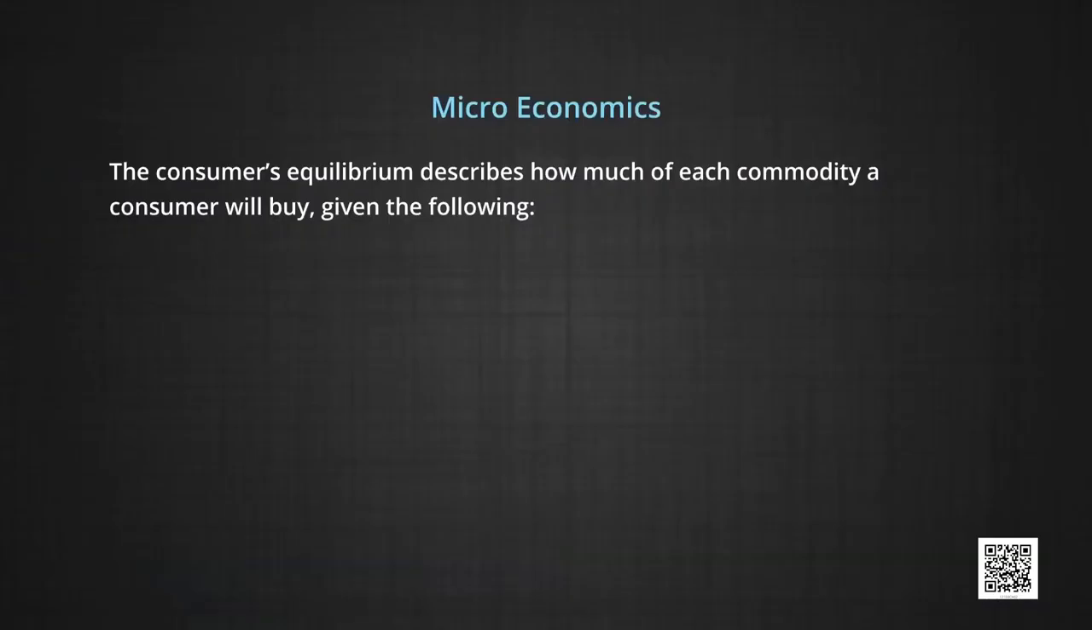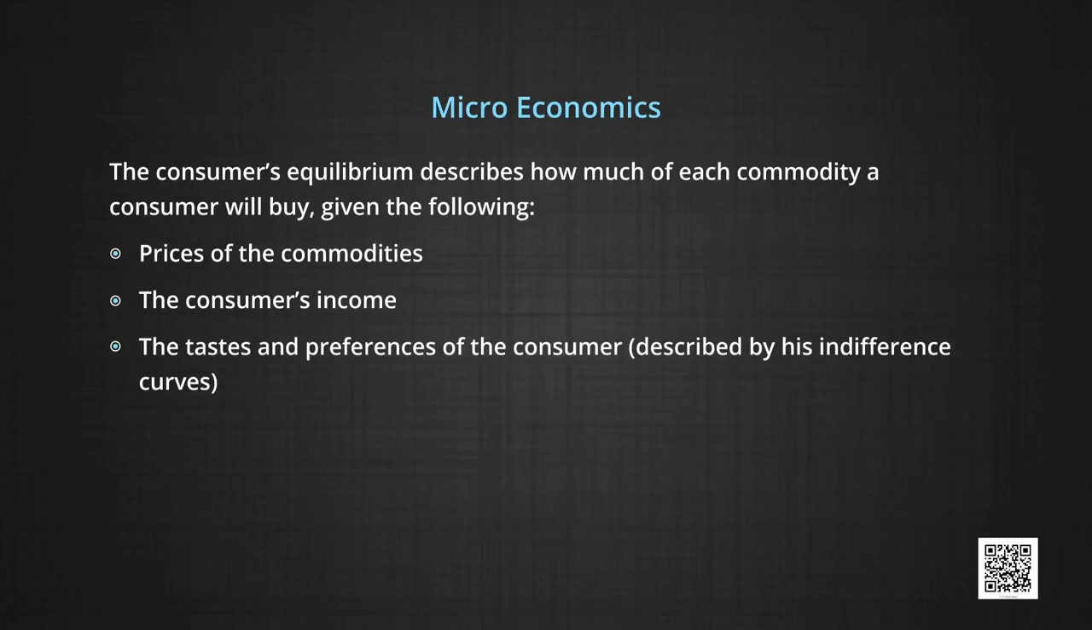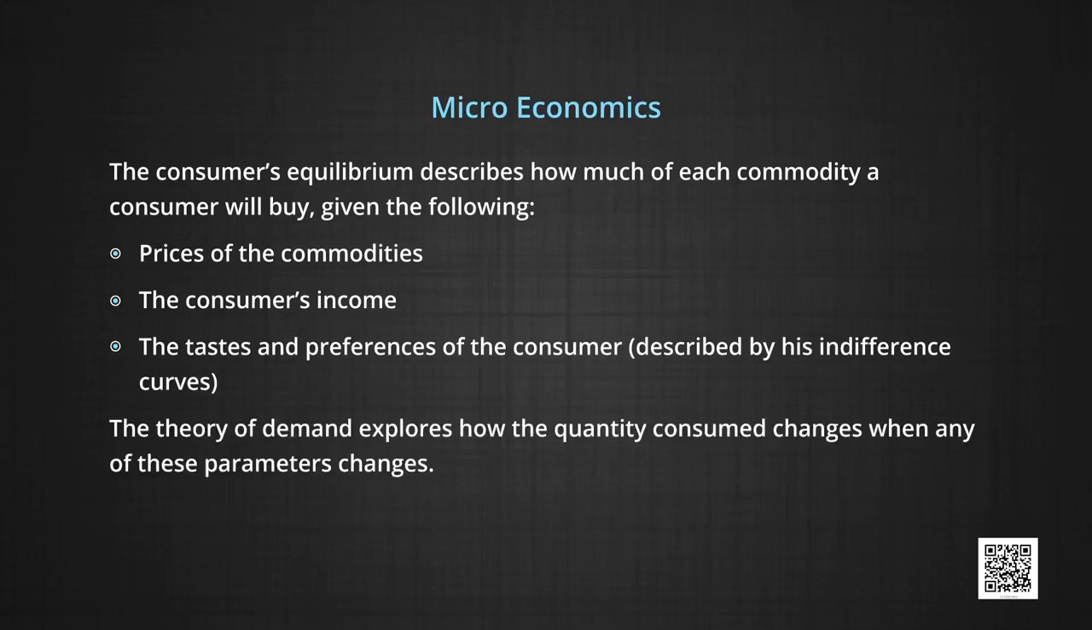We start with a recap of the consumer's equilibrium discussed in earlier modules. The consumer's equilibrium describes how much of each commodity a consumer will buy given the following: A, prices of commodities; B, the consumer's income; and C, the tastes and preferences of the consumer as described by his indifference curves. The theory of demand explores how the quantity consumed changes when any of these parameters change. So let us recap the consumer's equilibrium.